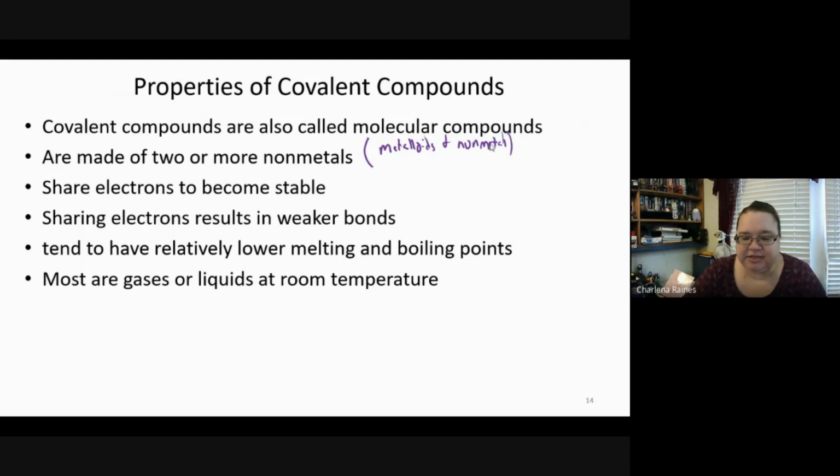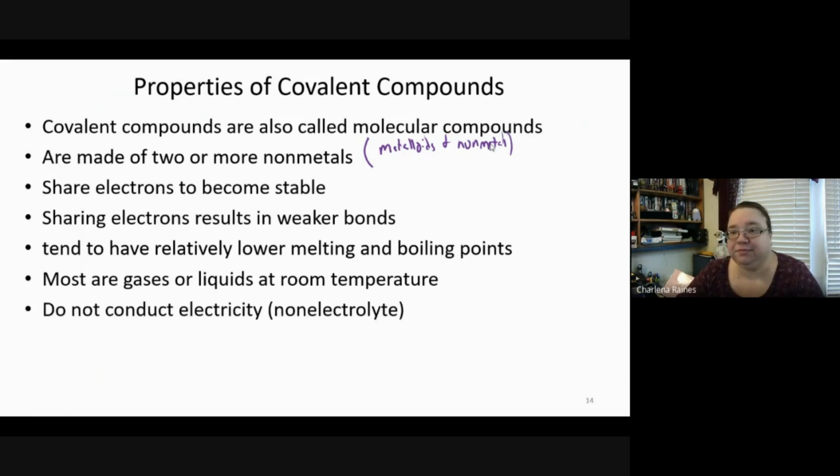If you're wanting to get a solid covalent compound, most of them you have to cool down. So think about water, for example. In order to get it to turn into a solid, we got to freeze it and it becomes ice. But even those solid covalent ones do have very, very low melting and boiling points. Chocolate can melt in your hand. It is a bunch of covalent bonds.